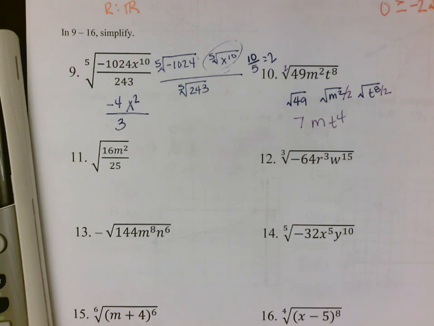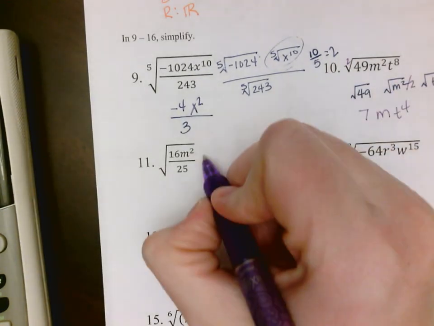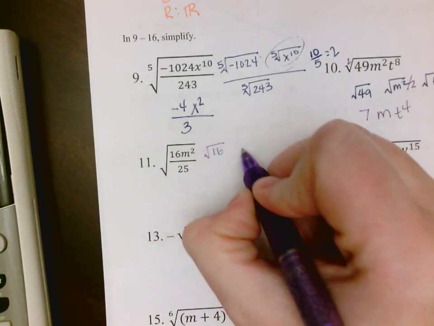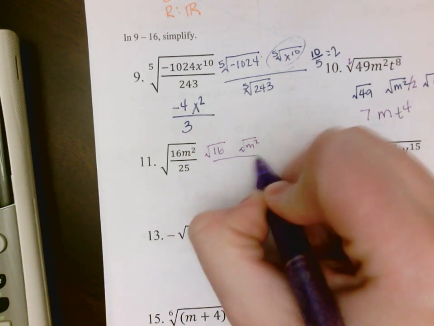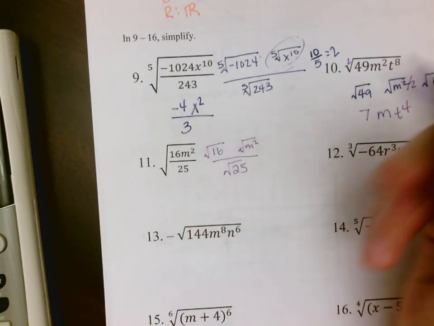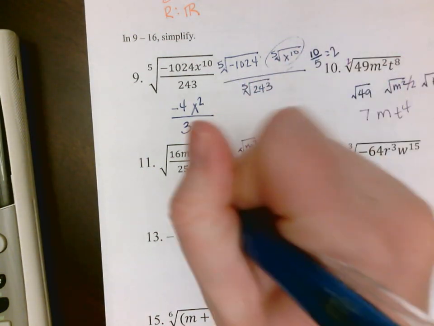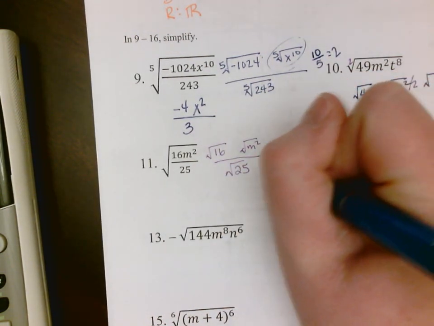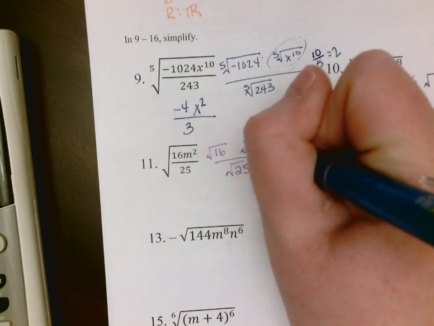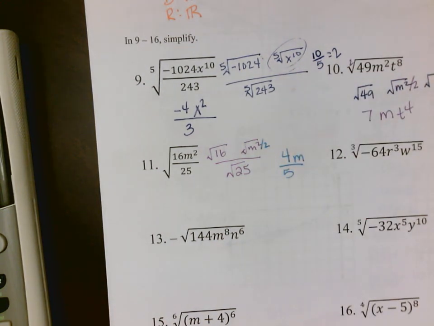So, square root of 16, square root of m squared, over the square root of 25. Square root of 16 is 4 over 5, and this is going to be divisible by 2, so this is m. So there's your final answer.